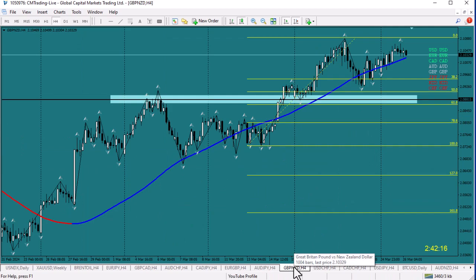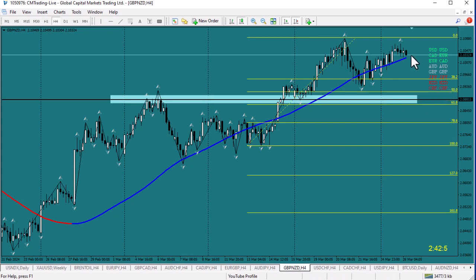In the pound New Zealand, we got this resistance level, support level, and I'm looking at this to test again. I'd like to get this back down here before I get interested. Pound neutral, that's not the one I'm after. I'm after the short on the New Zealand. So this is an option.